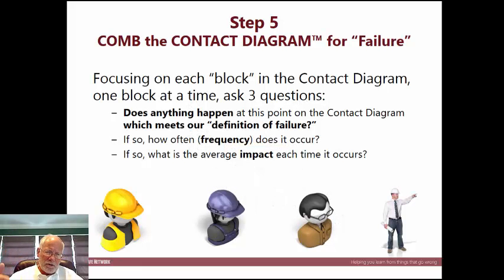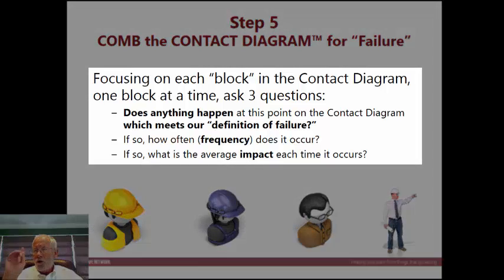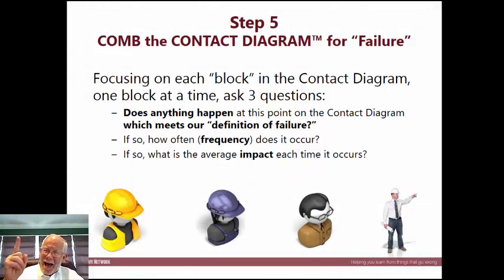Now, I'm going to backtrack a little here. I'm going to remind you of what we do. We focus on each block in the contact diagram, one block at a time, asking three questions. Does anything happen at this point on the contact diagram which meets our definition of failure? And if so, what is it? And then how often does it occur? What is the frequency of that failure? And also, what is the average impact each time it occurs in terms of the failure that we're looking for? If we're looking for production loss, what kind of production loss do we get each time it occurs?